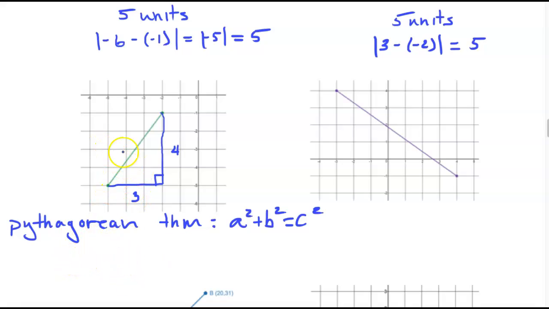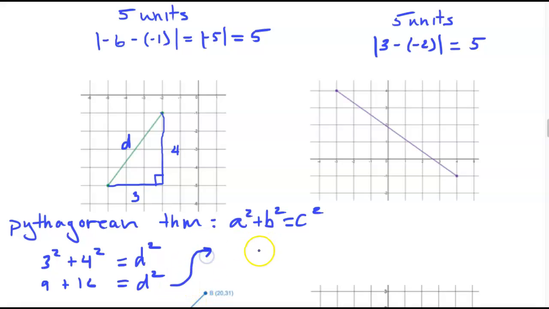Okay, so if we call this d, then we know that we can say that 3 squared plus 4 squared equals d squared. And so we can say 9 plus 16 equals d squared. And then 25 equals d squared, and taking the square root of both sides, we can say that 5 equals d. So this side here is equal to 5. And so we found that distance using the Pythagorean theorem.